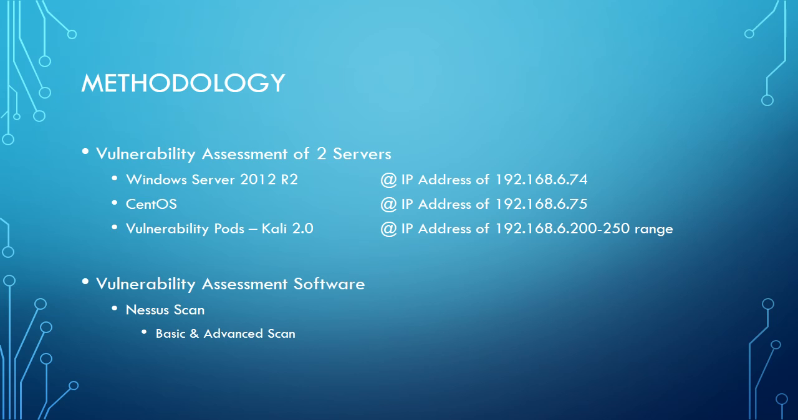The tests were run from a vulnerability pod, and there were multiple pods that we ran the tests from, running the Kali 2.0 operating system. They had static IP addresses, but because there were multiple pods, they were in the range of 192.168.6.200 to 250. So when I say it's a static IP address of 192.168.6, most computers go .1 for the first computer, .2 for the second computer.